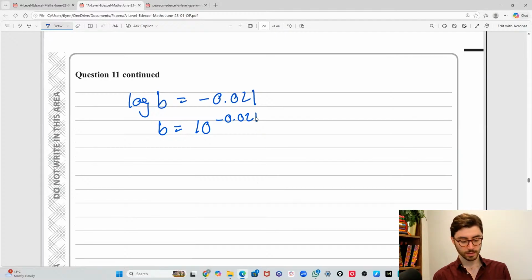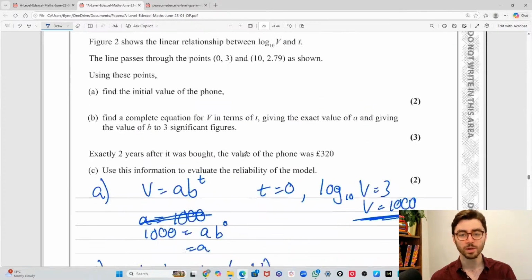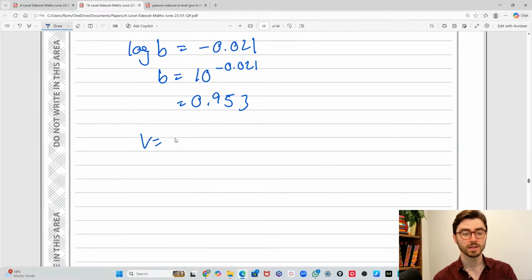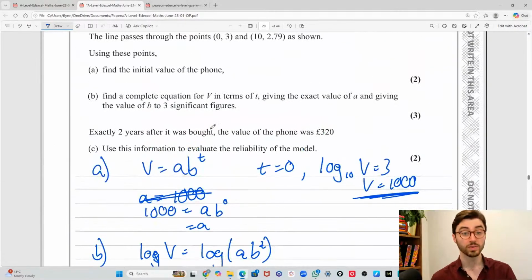So 10 to the answer is 0.953. Now, let's see how they wanted it quoted. 3 sig figs. So that means that v is equal to 1000 times 0.953 to the t, which is what they wanted. Reread the question. They wanted v in terms of t.